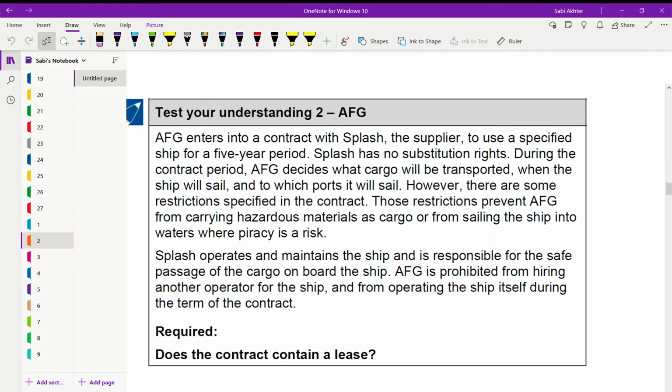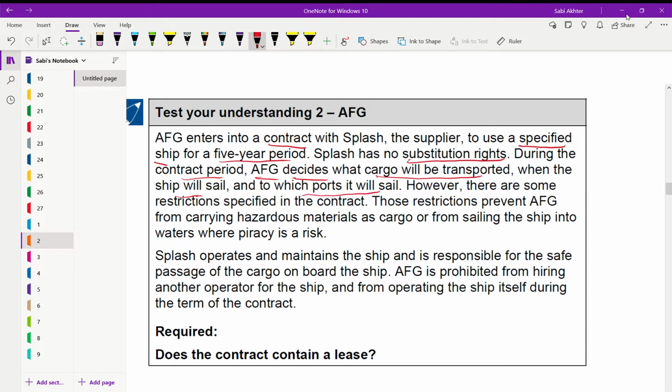The next one says AFG enters into a contract with Splash, the supplier. Here also they enter into a contract with the supplier to use a specified ship for a 5-year period. You see, here this is an asset now. Splash had no substitution right during the contract period. He cannot change it. Who decides what cargo will be transported? AFG. They decide what cargo will be transported, when the ship will sail, and to which port it will sail.